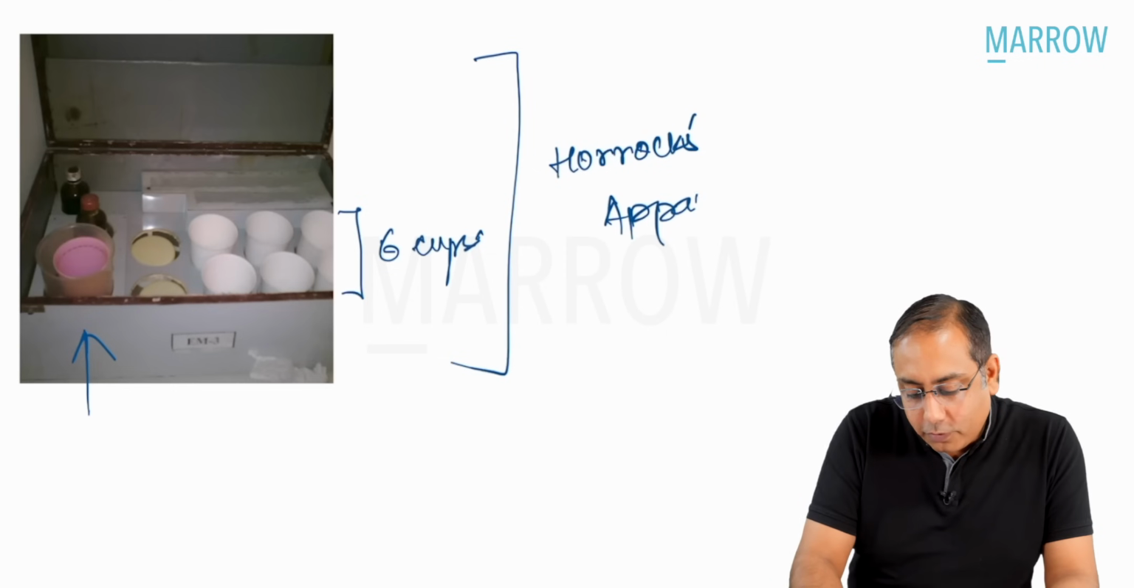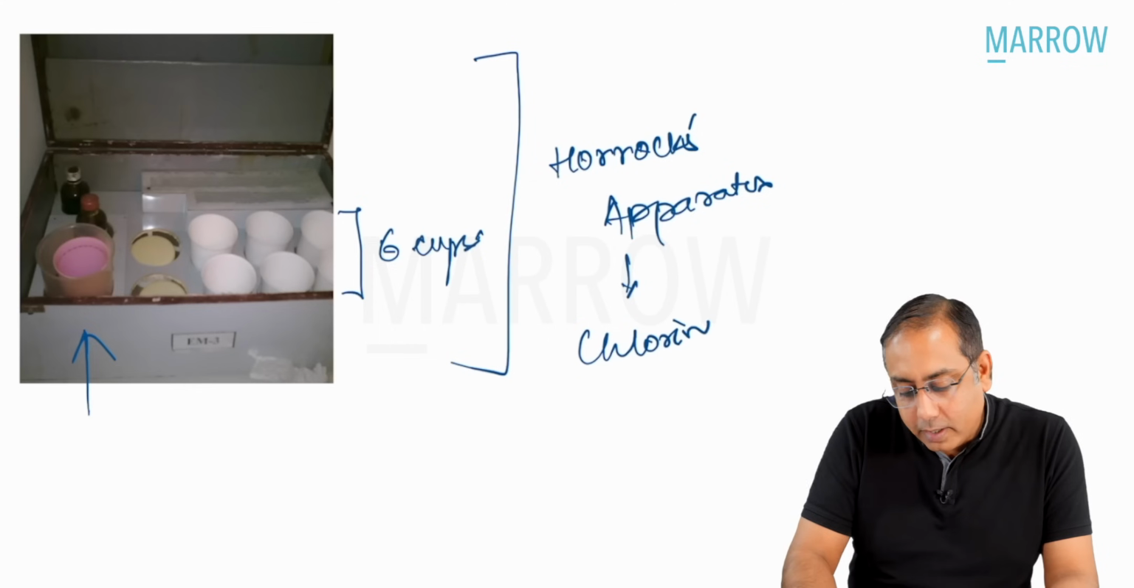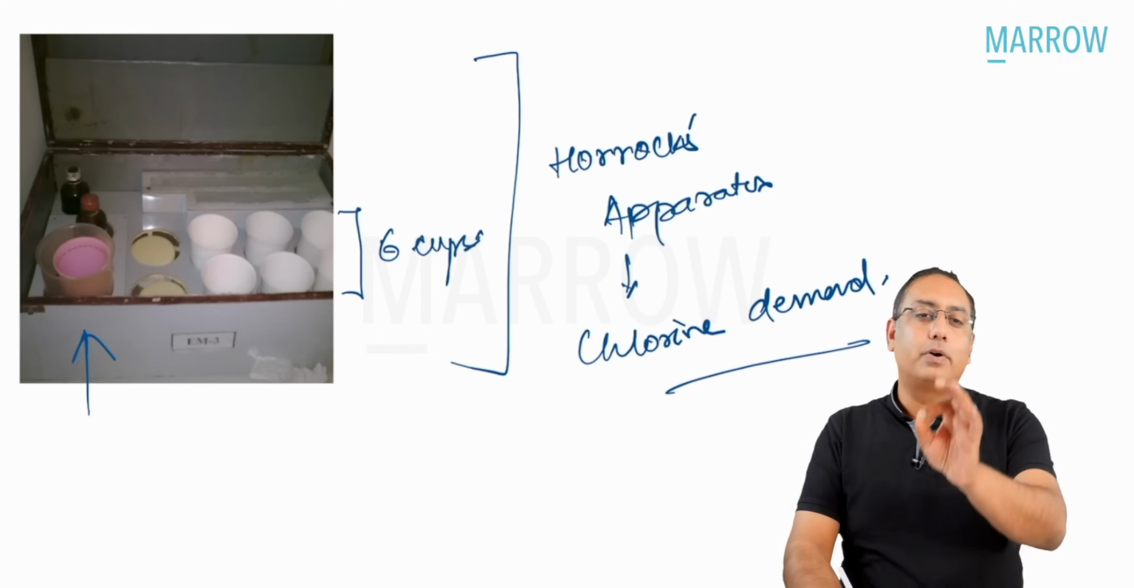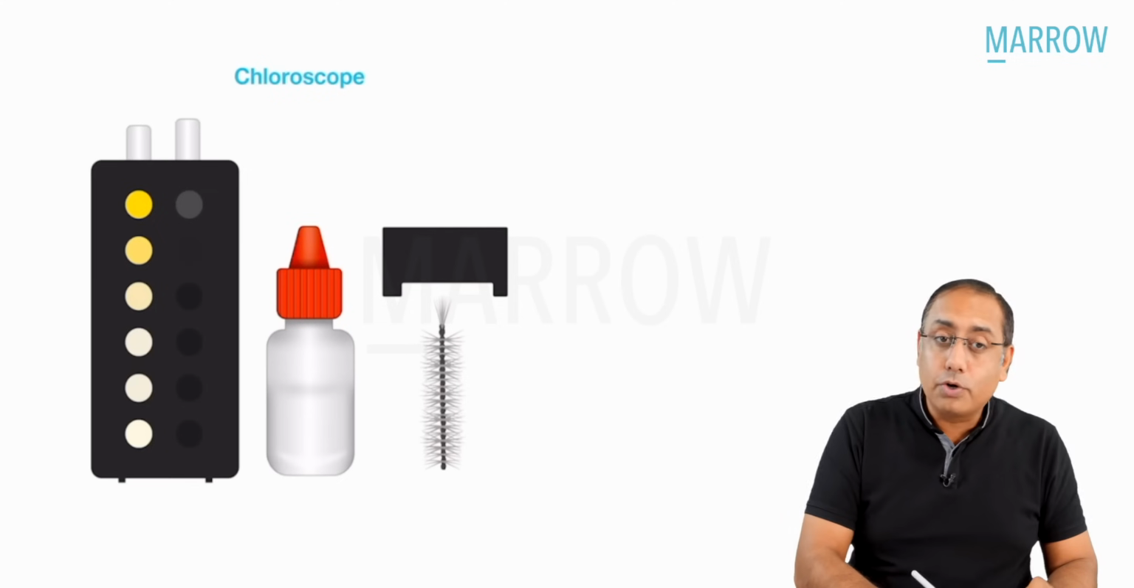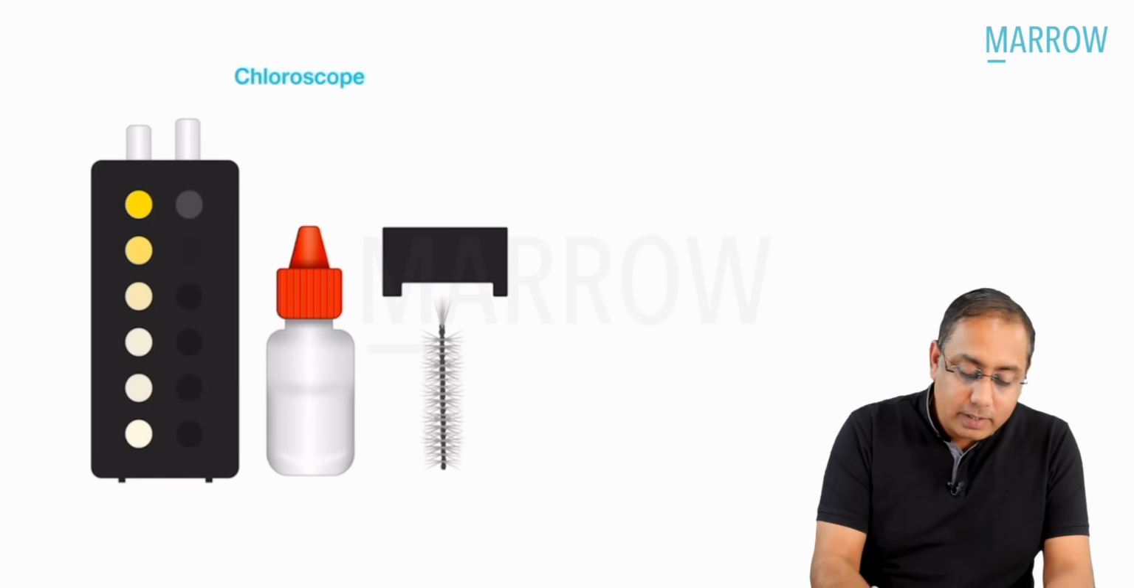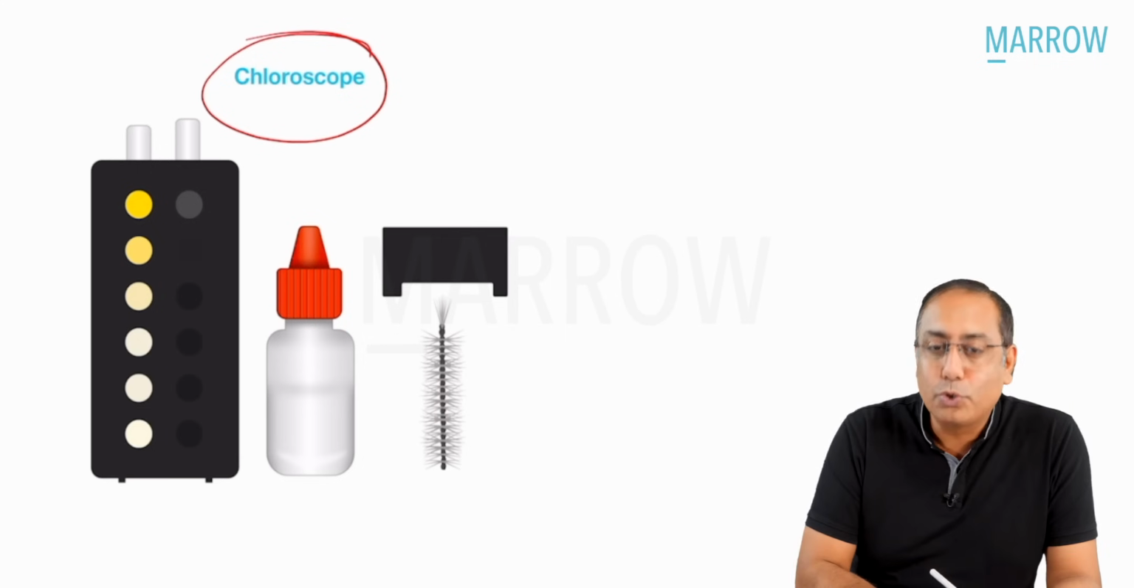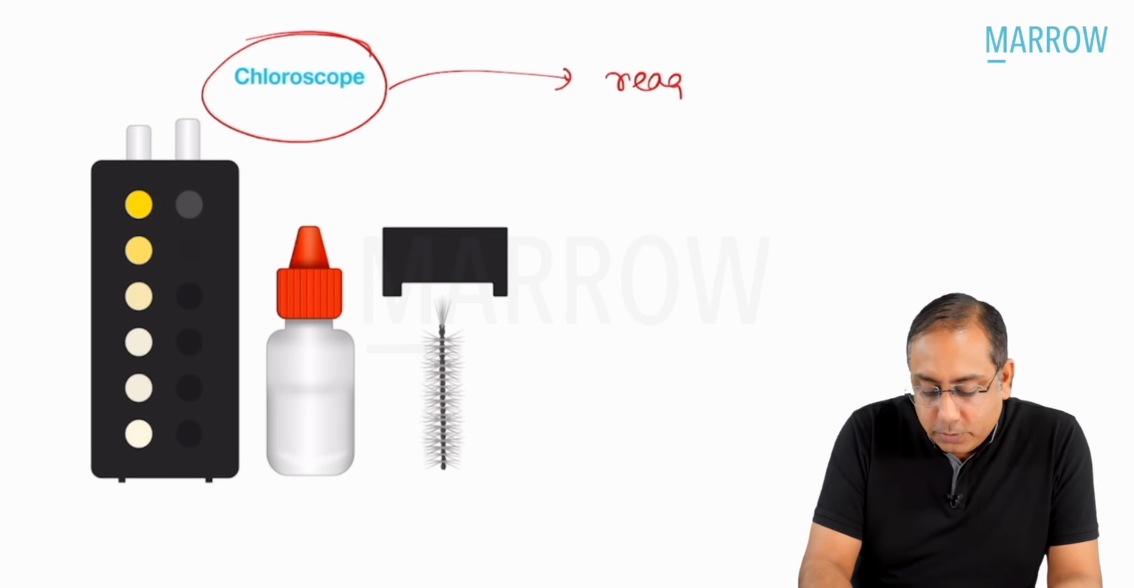What is the use of Horrocks apparatus? It will tell you about the chlorine demand. Chlorine demand of water is the amount of bleaching powder which is required. So this is Horrocks apparatus. Next in line, what do you see here? This is actually a chloroscope. What is the reagent which is used in a chloroscope?